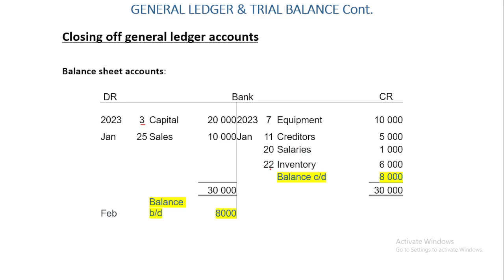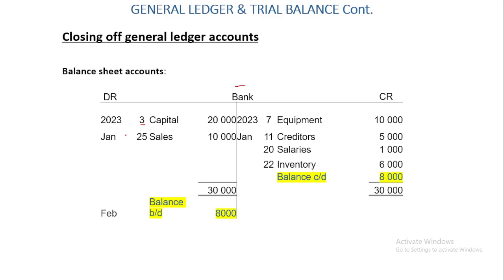And on the 22nd, the owner bought inventory for 6,000. So under the inventory account on the debit side, on January 2023, on the 22nd, bank of 6,000, meaning that the inventory recorded at 6,000 was bought for cash. That's why we debited the inventory account. But on the bank account, we're going to credit the inventory account to show that the money went out and bought inventory.